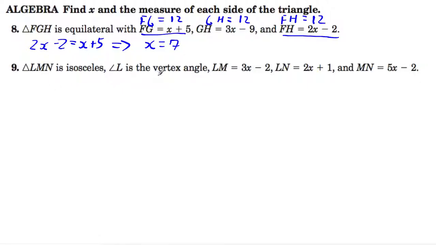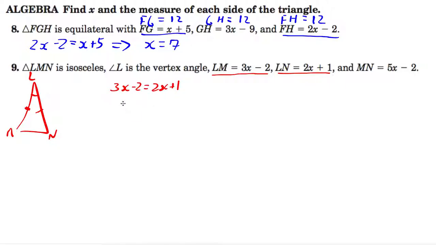LMN is isosceles, and if L is the vertex angle, that means these two sides are going to be congruent. If you think about what this triangle looks like, L is the vertex angle, and LM and LN are congruent. So that means that 3x minus 2 is equal to 2x plus 1. So we get that x is equal to 3.